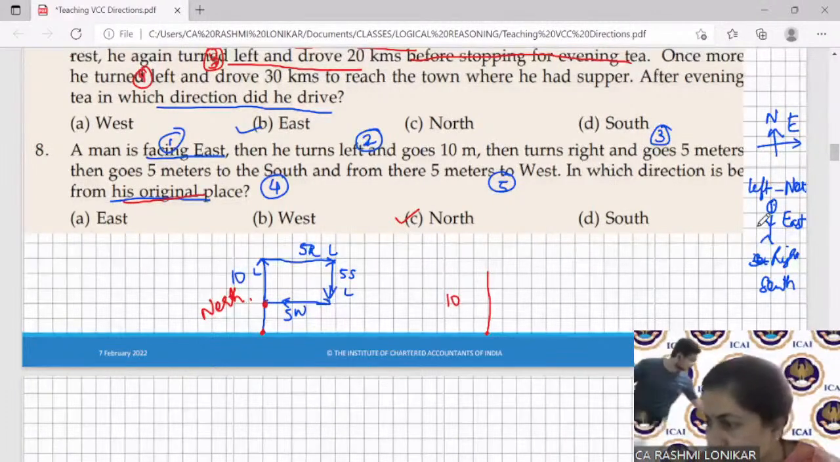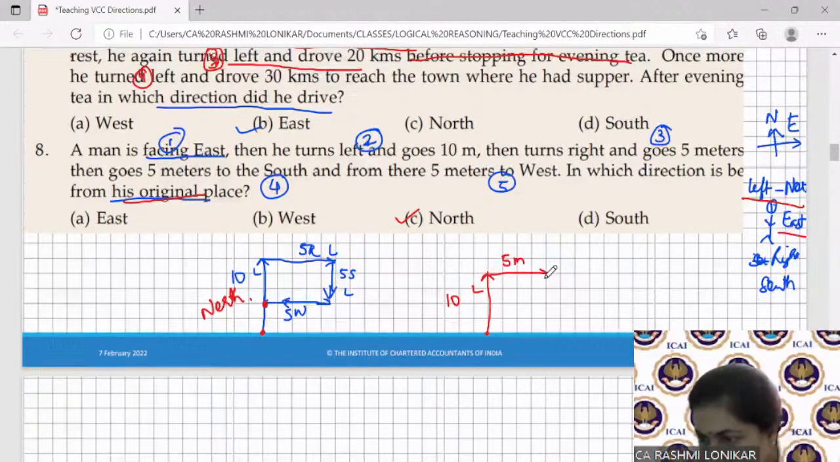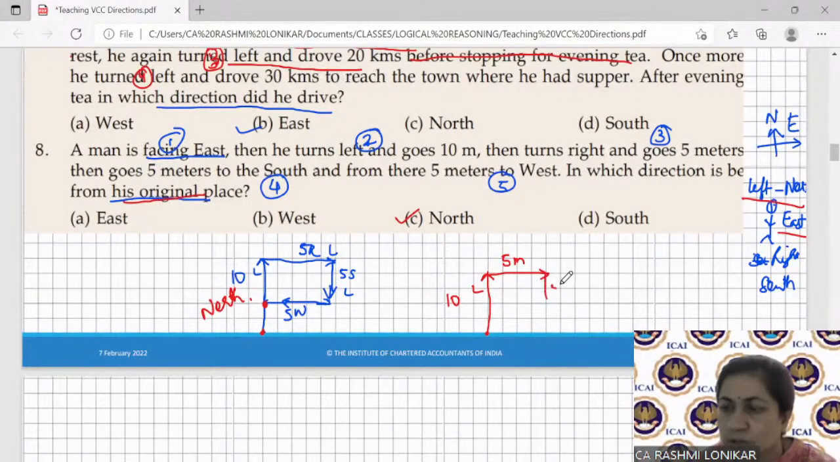Because I told you, when a person is facing east, on the left will be his north. So this is his left direction. He turns left and goes 10 meters. Then he turns right and goes 5 meters. So this is 5 meters. Then he goes 5 meters to the south.